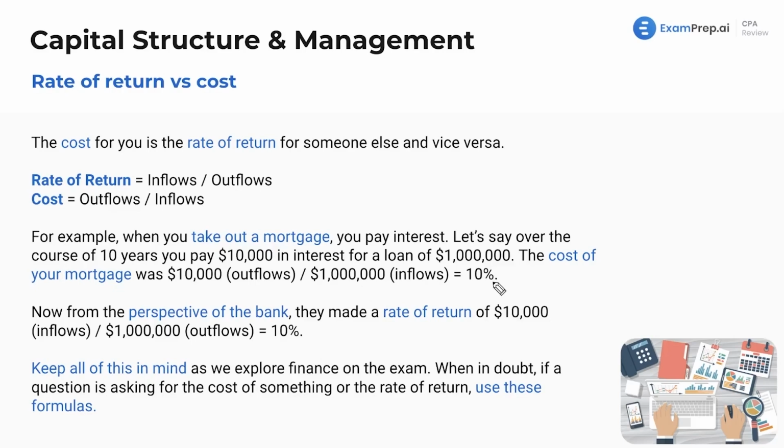Simple. Now, from the perspective of the bank, because the cost for you is the rate of return for someone else, they made a rate of return of inflows of 10 divided by outflows of a million, 10%. You see, 10 and 10 right there. Now, yes, we can get more complicated and say that maybe you paid fees and other things, and these wouldn't necessarily equal each other all the time once we take into account real factors, real loan fees, all these taxes, everything, compounding interest, so many factors.